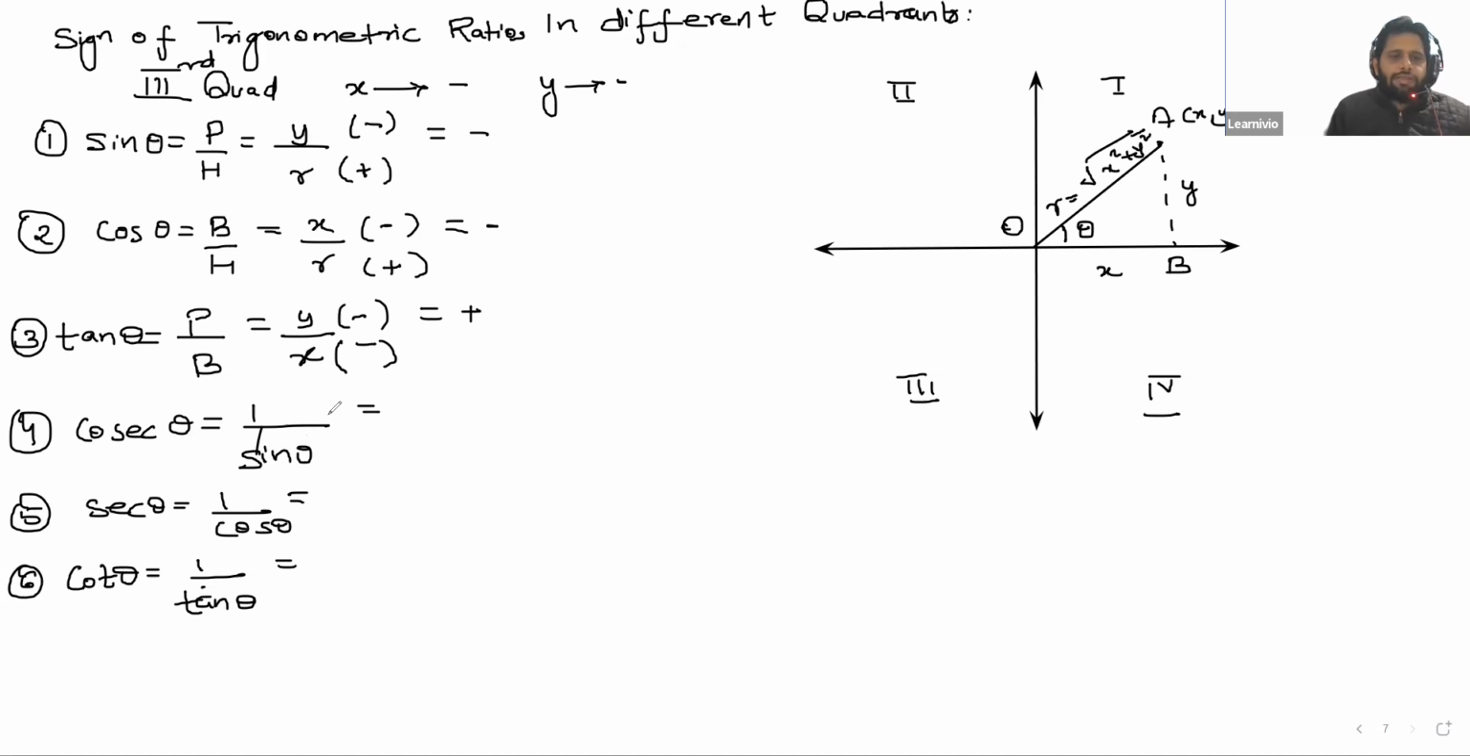Cosec is 1 by sine. Sine is negative, so this is negative. Sec is 1 by cos. Cos negative, negative. Cot is 1 by tan, so this is positive. Okay, Noma? Yes. So in the third quadrant, tan is positive, so its reciprocal will also be positive. Please note down this and confirm me, then we will start the next one.